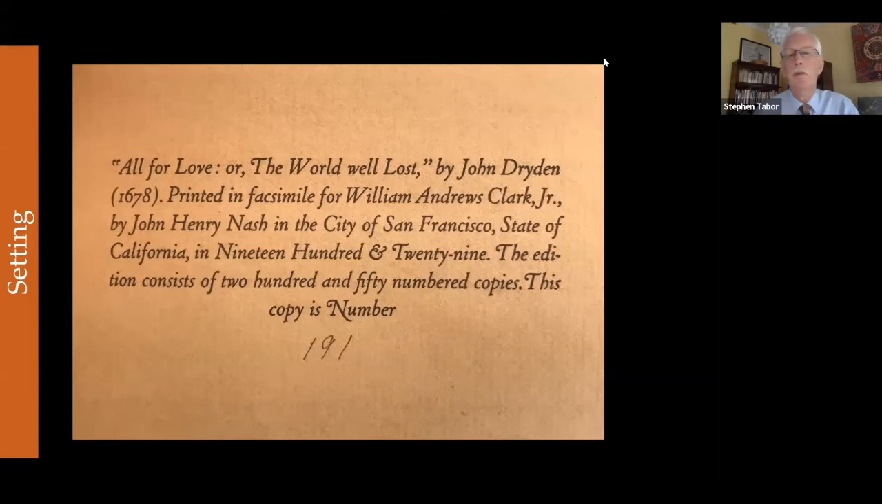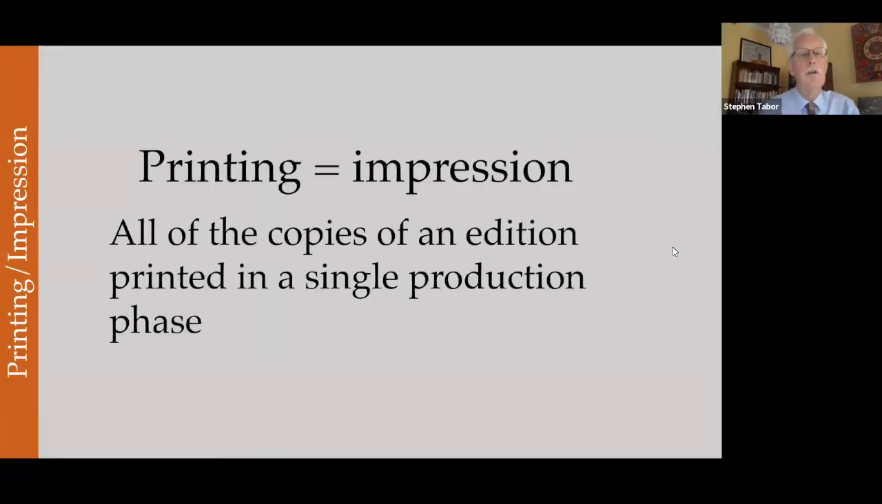In this case, we can solve the problem by introducing a new term at a level below the edition. A printing or impression is all of the copies of an edition made in a single production phase. With the help of this definition, I can say I have the second printing of the first edition of Dryden's play. It just happens to be 250 years later than the first impression. Though my book was generated by a modern photomechanical process, no one reset the original type between the two printings.